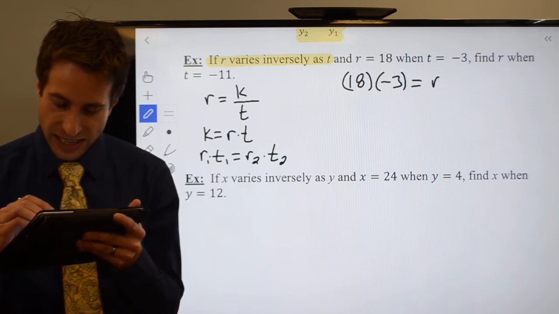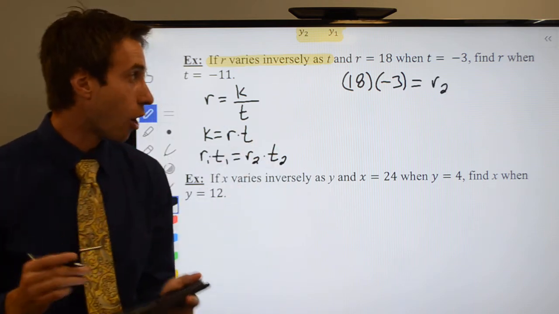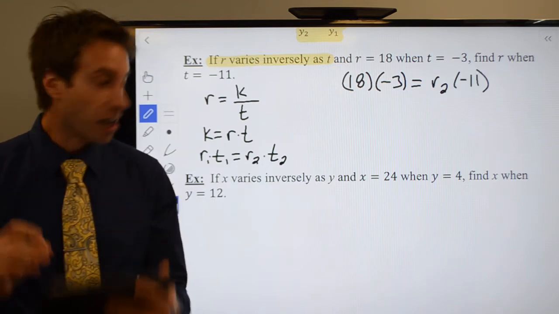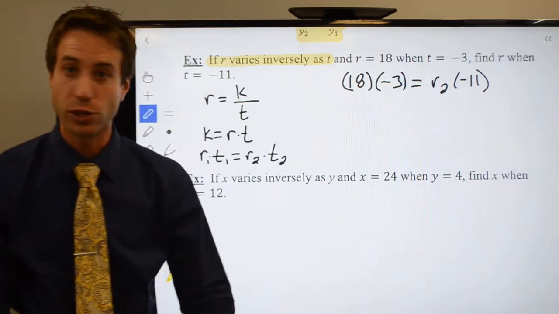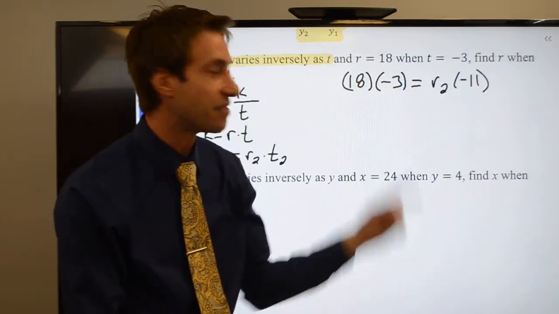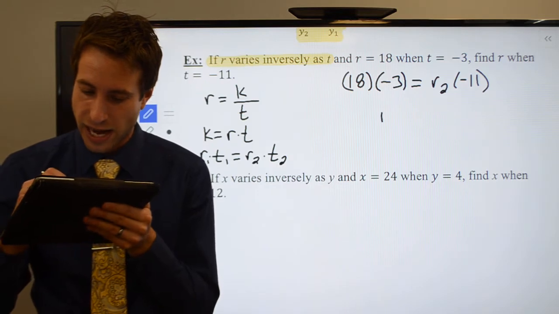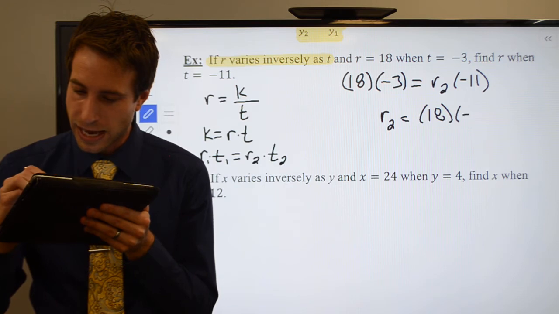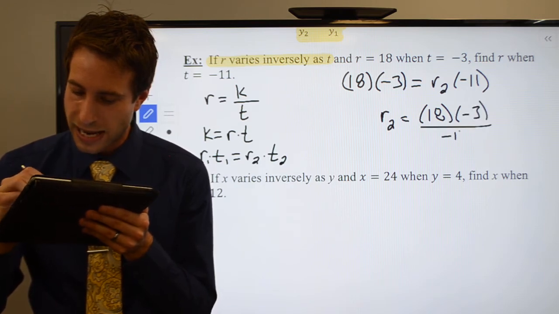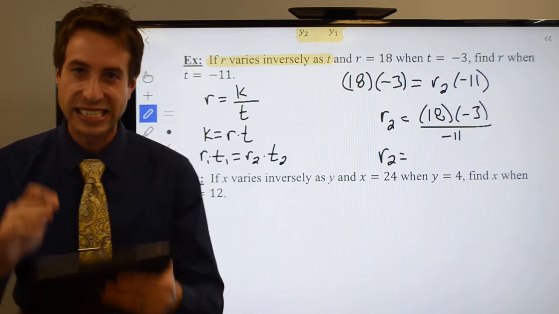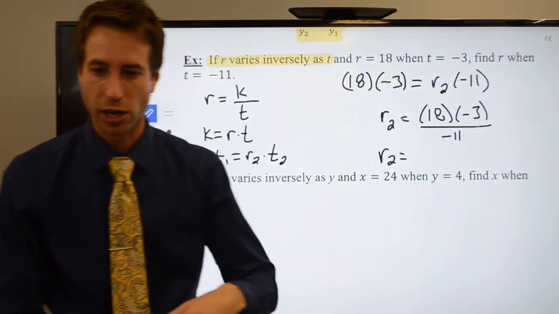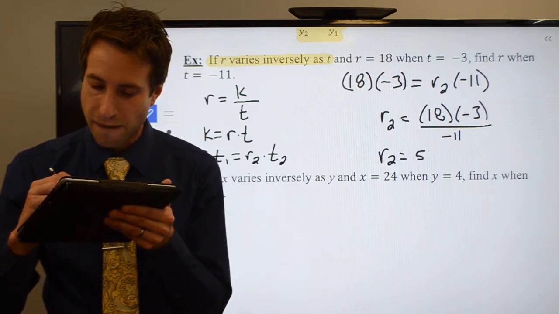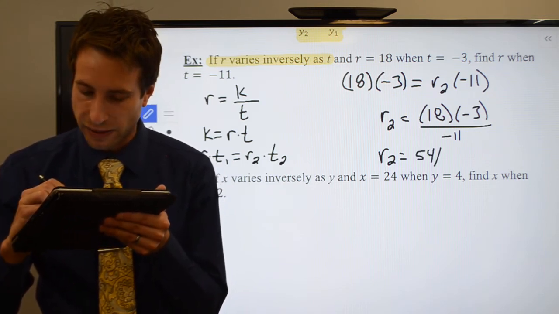I'm asked to find the other value of R, which in this case will be my R2, when T has changed to -11. So I need to solve for R2. Really easy, this is multiplication. Please divide that -11 to the other side. I get R2 is equal to 18 times -3 divided by -11. Guys, easy algebra problem. It's plug and chug on a calculator. Don't fat finger something on your calculator. Please reduce your fractions. I get 54 elevenths.